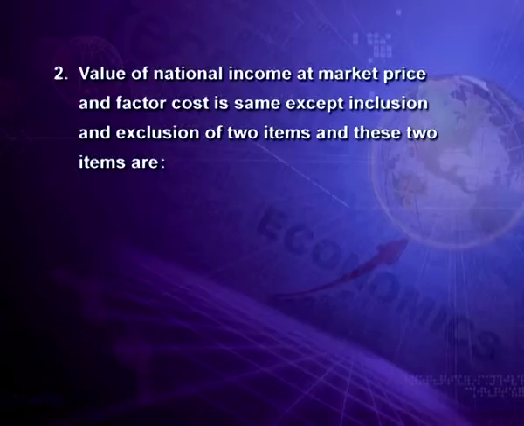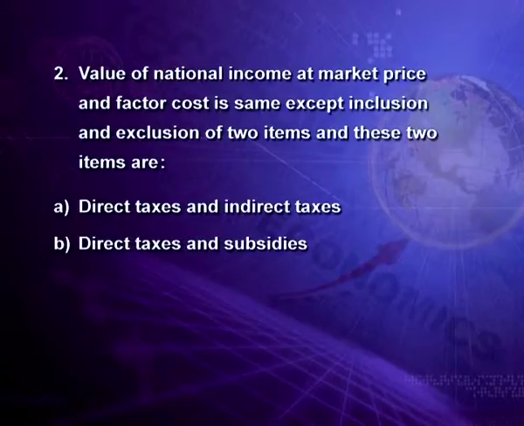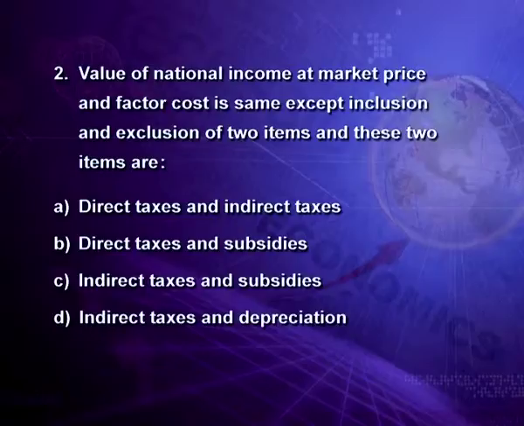Second question, value of national income at market price and factor cost is the same except for inclusion and exclusion of two items. And what are these two items? First option is direct tax and indirect tax. Second option, direct taxes and subsidies. Third option, indirect taxes and subsidies. Fourth option, indirect taxes and depreciation.